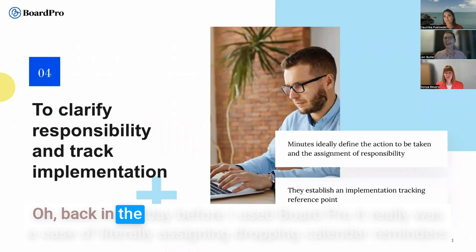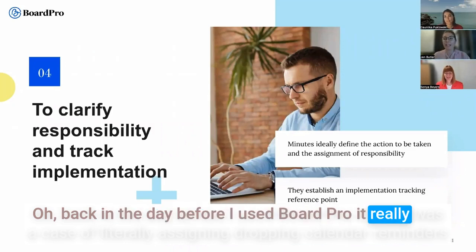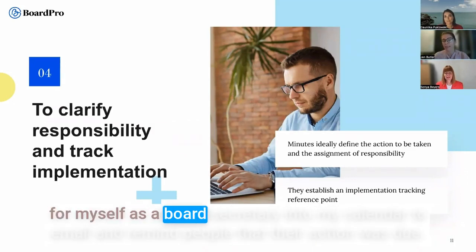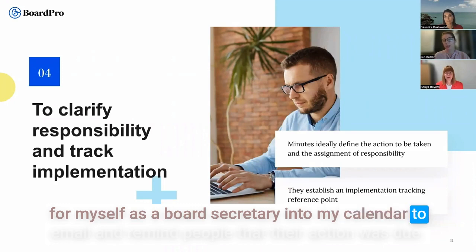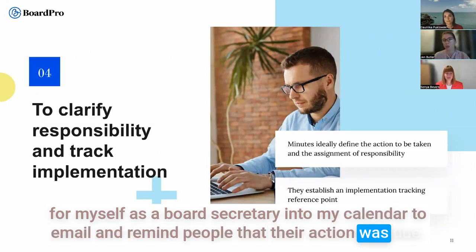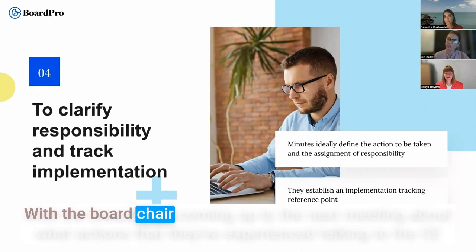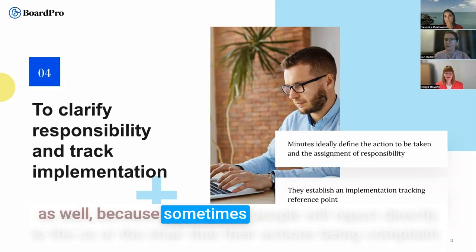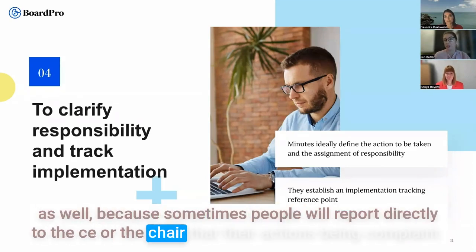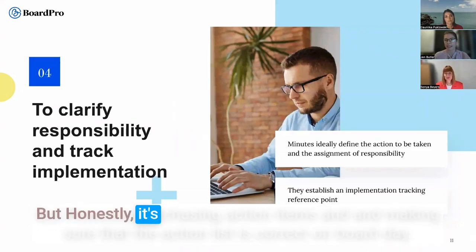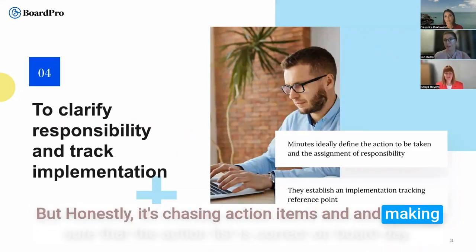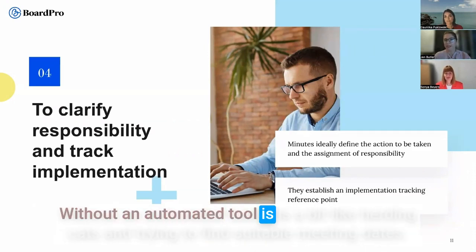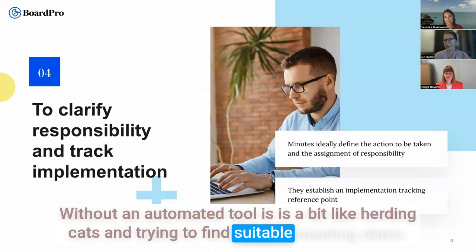Oh, back in the day, before I used BoardPro, it really was a case of literally dropping calendar reminders for myself as a board secretary into my calendar to email and remind people that their action was due, and also to include it as a topic with the board chair coming up to the next meeting about what actions they've experienced, talking to the CE as well, because sometimes people will report directly to the CE or the chair that their action's been completed. But chasing action items and making sure that the action list is correct on board day without an automated tool is a bit like herding cats and trying to find suitable meeting dates.